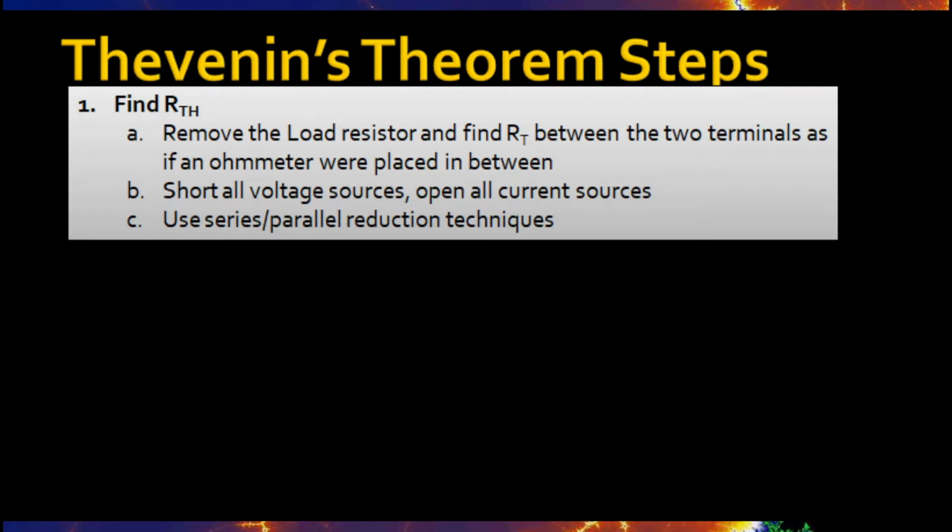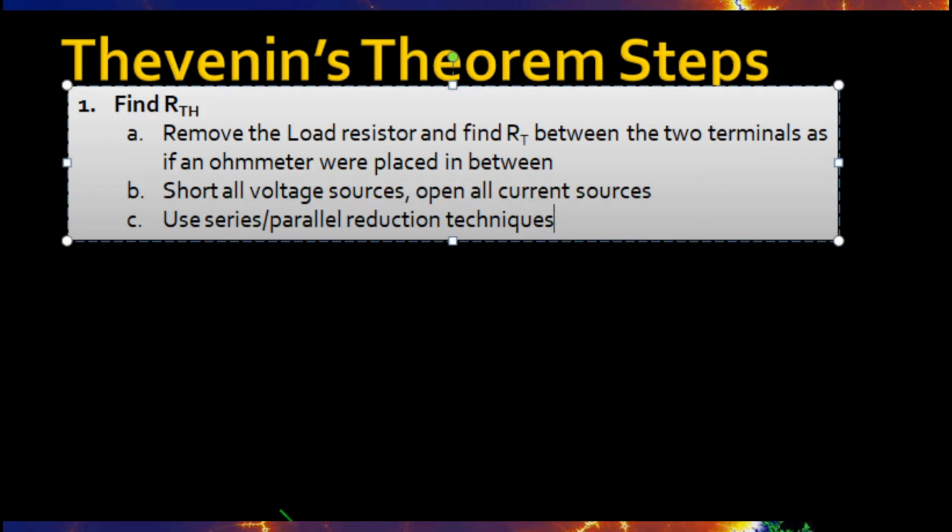So we remove the load resistor, and we typically label those A and B, where the two legs of the resistor connect to the circuit. And then we act as if an ohm meter is placed in between those terminals. Now, to make sure that we do this correctly, you can't leave the voltage source in and you can't leave any current sources in. You have to short the voltage sources and open all current sources. Then you can find the total resistance, and you work just like Chapter 7 with the series parallel reduction techniques.